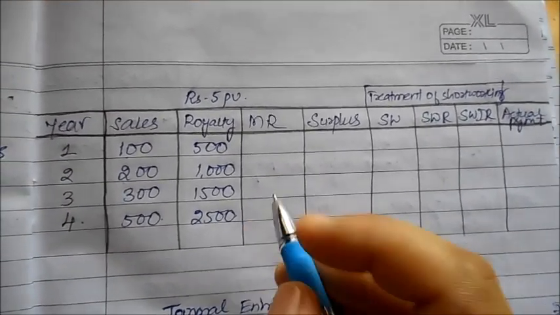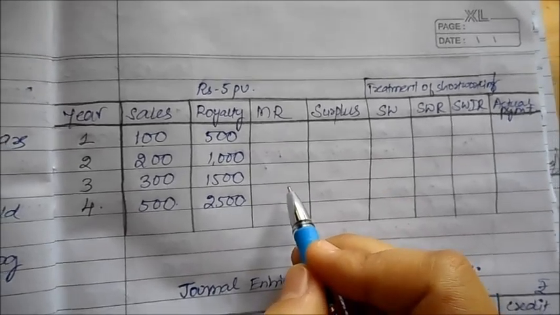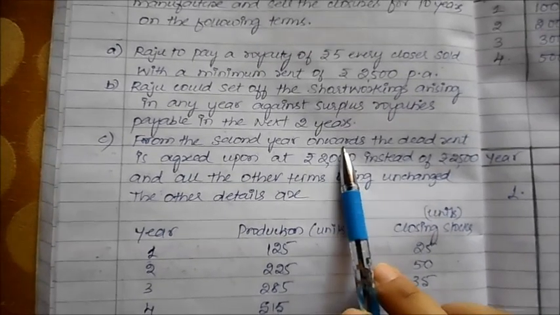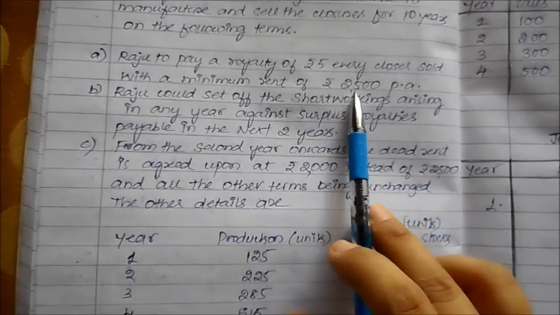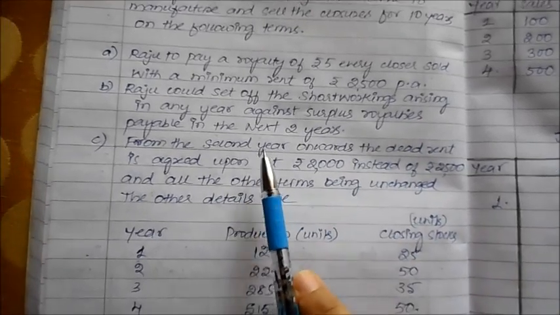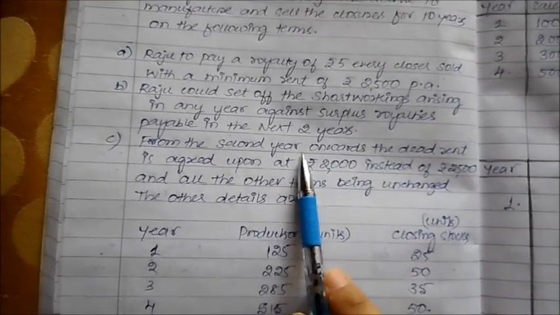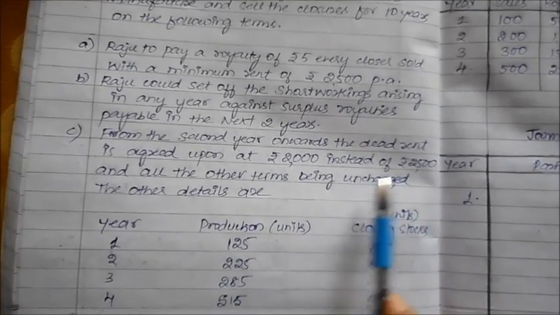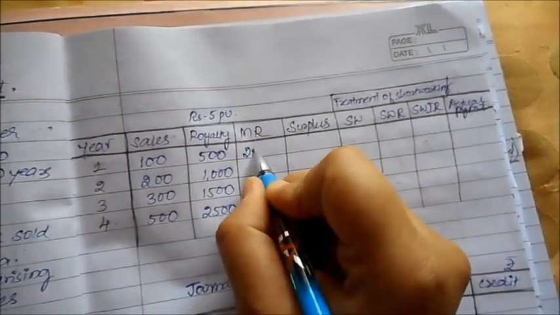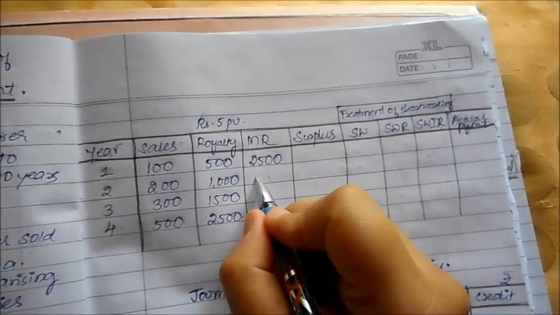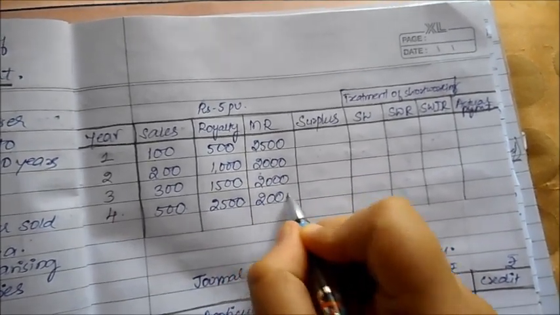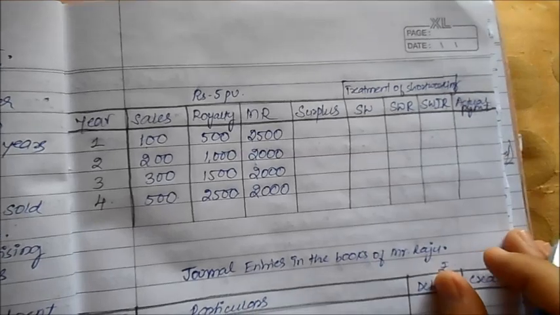Now, next, how do we calculate minimum rent? For the minimum rent, the question says from the second year onwards. So, minimum rent of 2500 is actually paid, but there is a difference here. It says from the second year onwards, minimum rent or dead rent will become 2000 instead of 2500, other terms being unchanged. Okay, so the same thing we will write down here. For the first year it was 2500, and from the second year onwards minimum rent became 2000 each for the remaining years. So this much we have calculated.